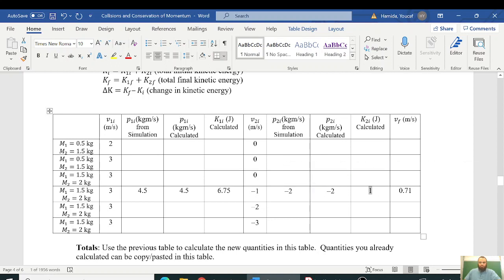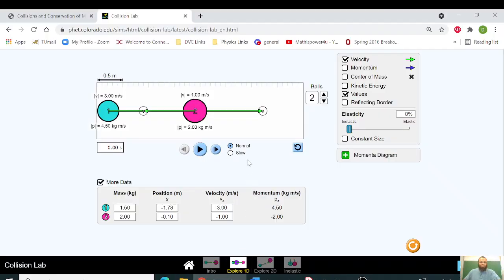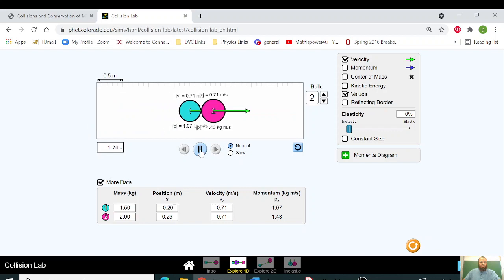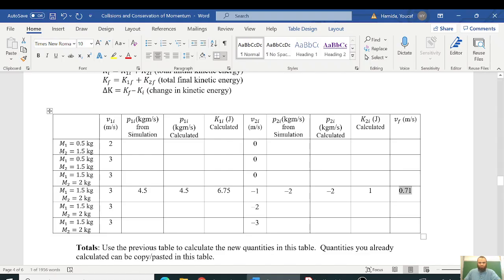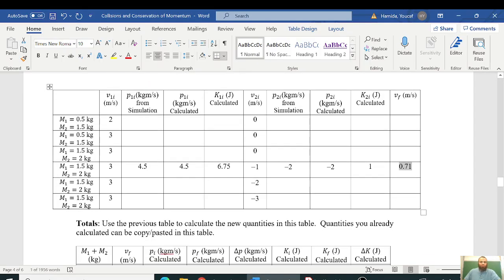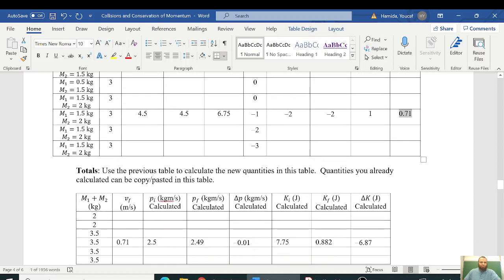And then it says here, what is V final? Well, we will run the simulation, let them collide, and then we will see what V final is. So let them collide. Both of them move at a speed of 0.71. They get stuck together because it's inelastic. They get stuck together, and they move at a speed of 0.71. So I put here 0.71. All right. So we'll go to the next table to find the totals.